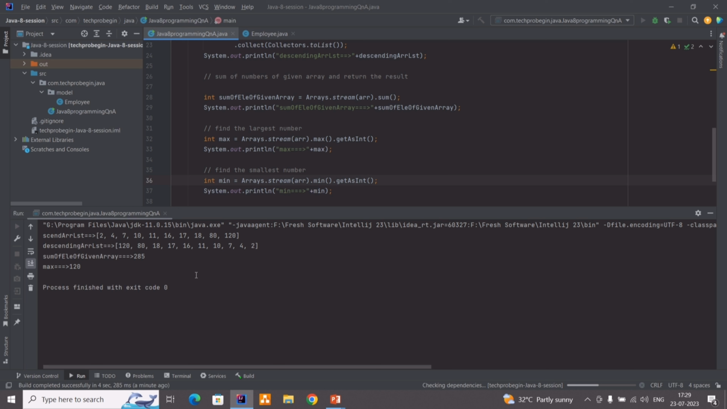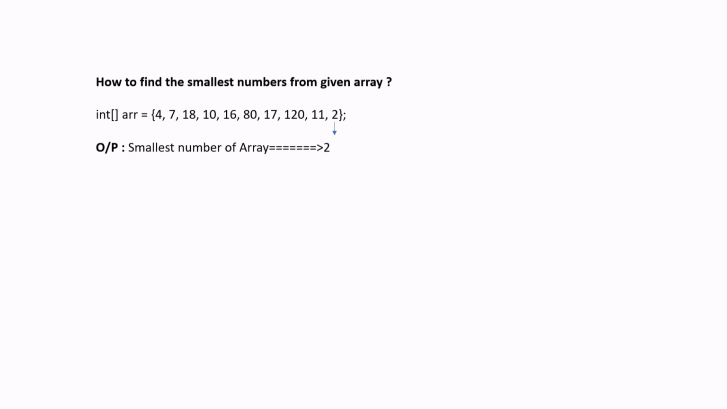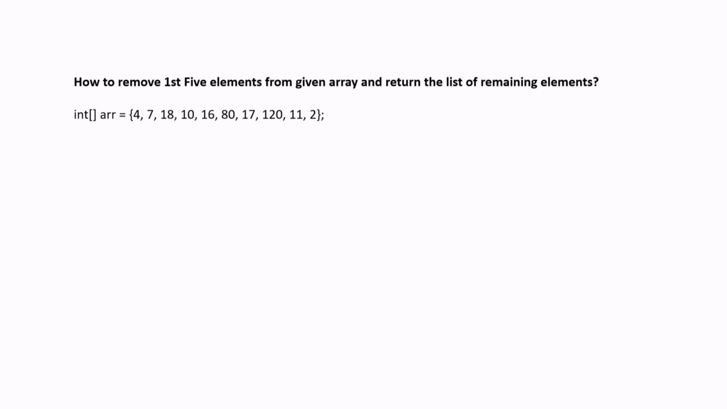So 2 is the expected answer. Let's see. Cool, we got the 2 as an answer. Next, jump to next question. How to remove first 5 elements from the given array and return the list of remaining elements.